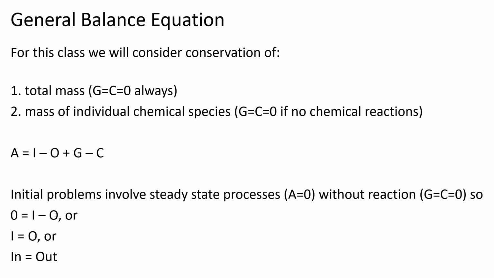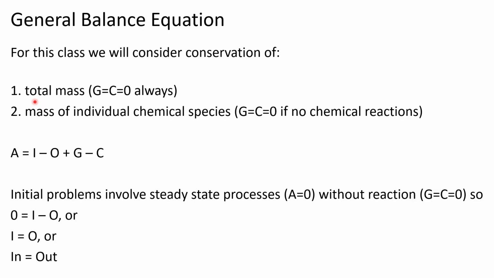For these problems, we use our general conservation of mass equation. It's illustrated here as accumulation within a control volume is equal to the input of mass into that control volume minus the output plus generation minus consumption. This equation often is abbreviated as A is equal to I minus O plus G minus C.